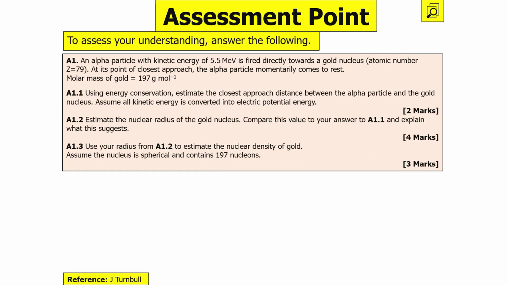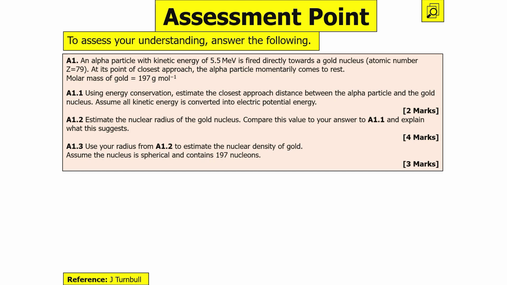An alpha particle with kinetic energy 5.5 MeV is fired towards a gold nucleus, atomic number 79. At its point of closest approach, the alpha particle momentarily comes to rest. The molar mass of gold is 197 grams per mole. Using energy conservation, estimate the closest approach distance between the alpha particle and the gold nucleus. Assume all energy is converted into electrical potential energy.